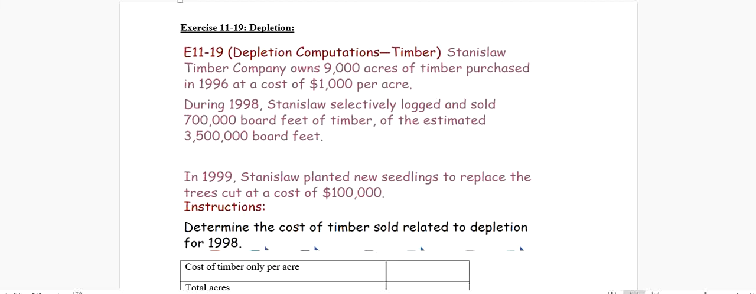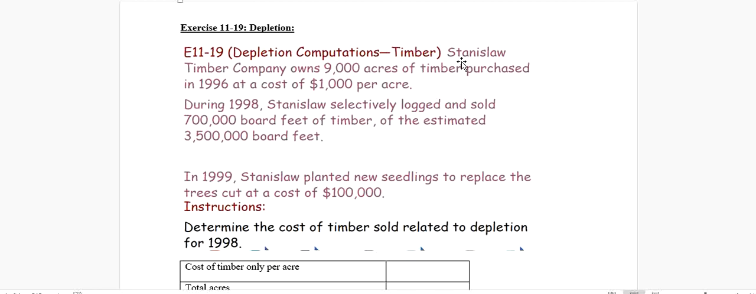Hello ladies and gentlemen, this is Usman Ali, and in this video we will discuss a numerical solution on the concept of depletion. I have given you a basic background related to depreciation in the PowerPoint section, so you understand what depletion is, natural resources and the connection between them, and how to calculate the depreciable base. So let's go through the numerical of exercise 11-19.